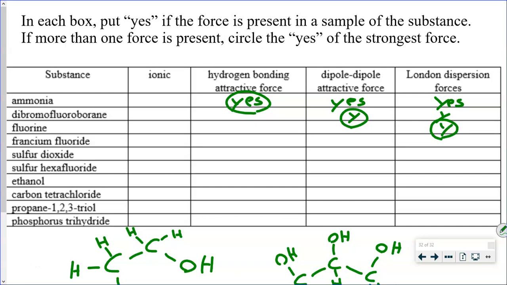Francium fluoride. Here's a sneaky one. This is an ionic compound. It's got ionic bonding. Okay. If you want to say it has London dispersion as well, perfect. That's fine. No big deal. But the ionic bonds here are going to be much, much, much stronger.